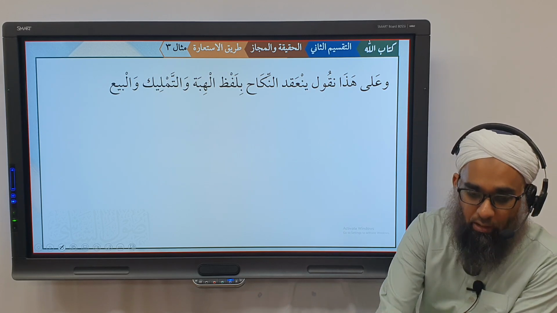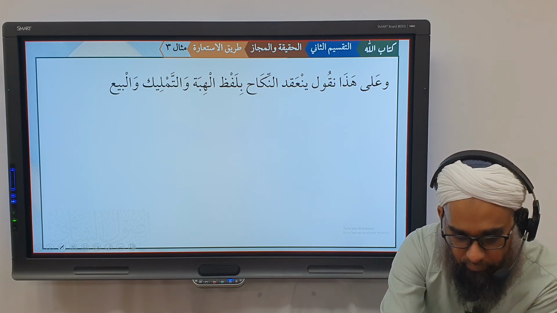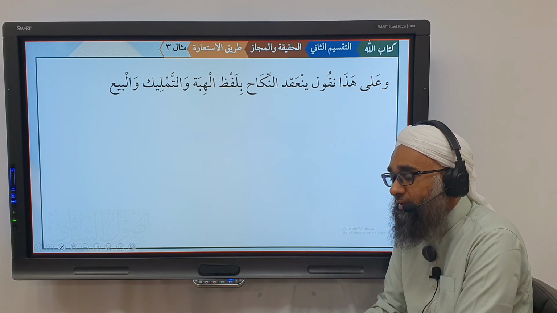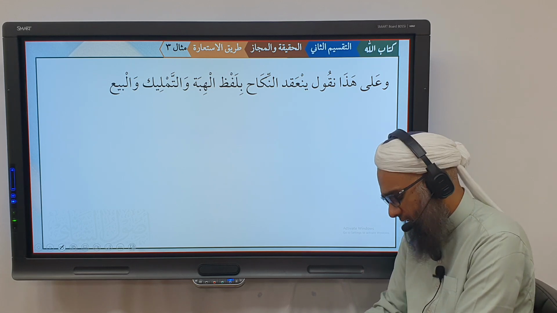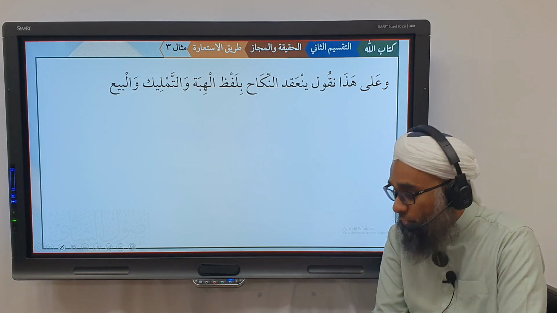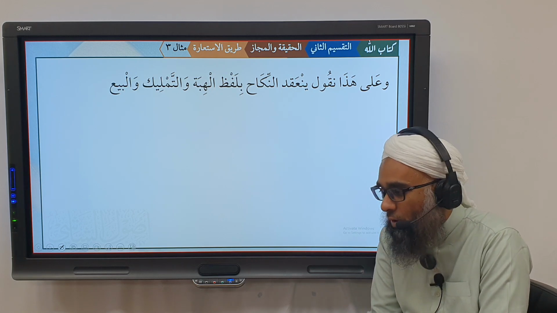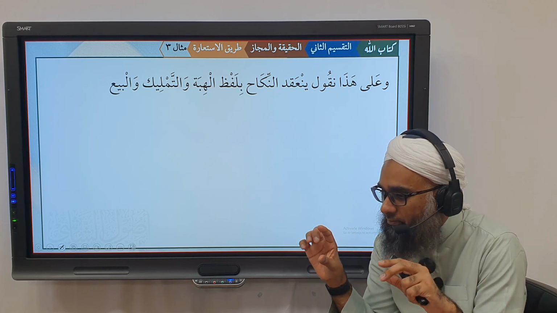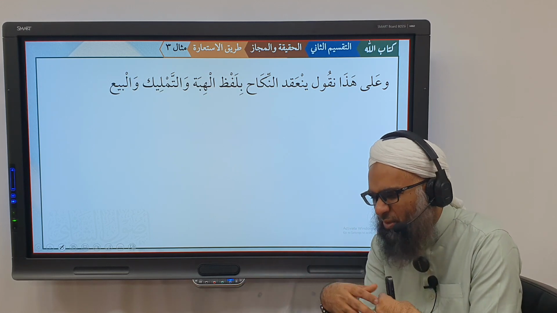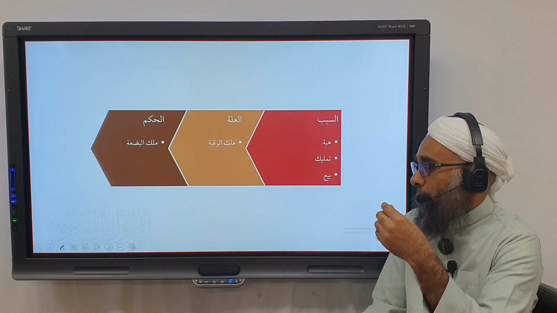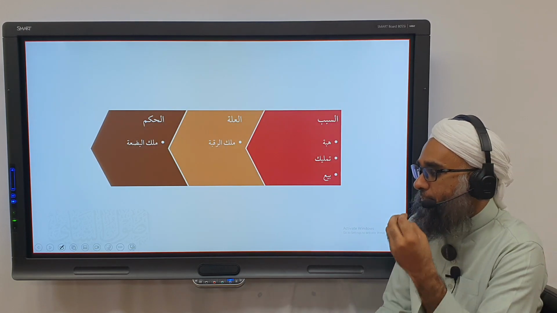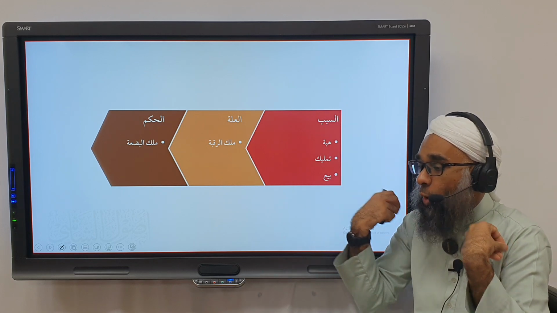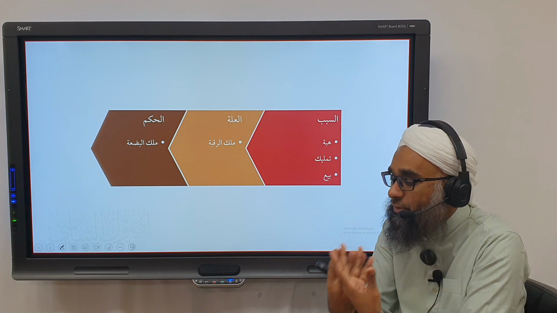And on this basis we say, the nikah is established with the words hiba, tamlik and bay'. If a person chooses to, these again are all just hypothetical scenarios to apply the ruling. You just say either nikah, or bay'tu and wahabtu, right. What we're saying here, hiba, when you give somebody a gift, malaktu, I make you the owner of something, and bay'tu, I sell to you.